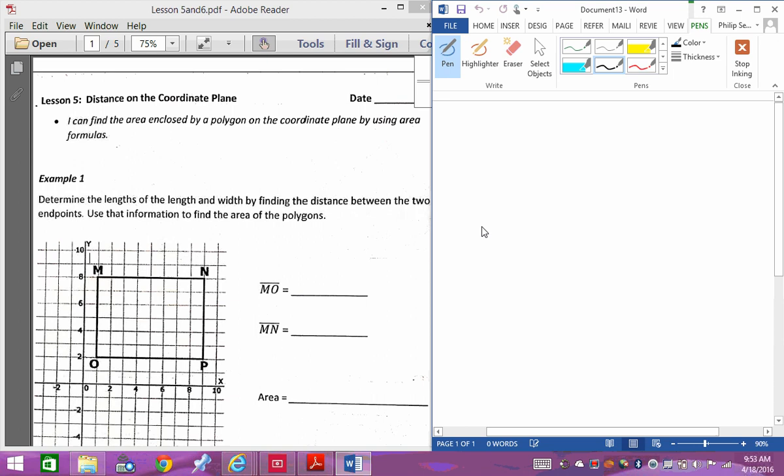All right, so we're combining lesson 5 and lesson 6 here. I apologize for the odd arrangement, but I'm having trouble with the files. So here's what we've got going on.